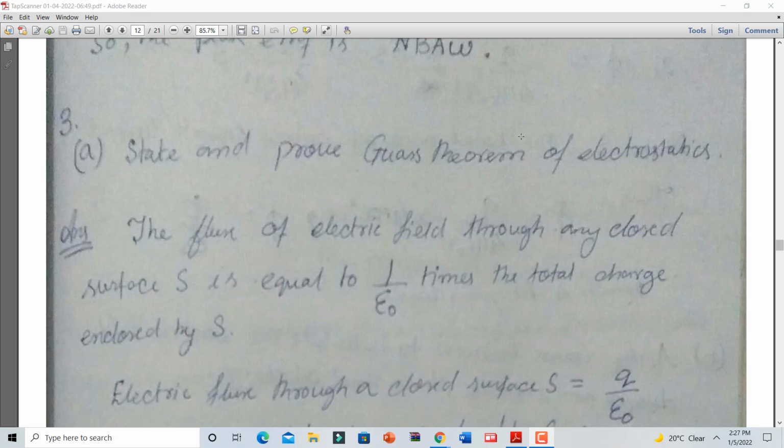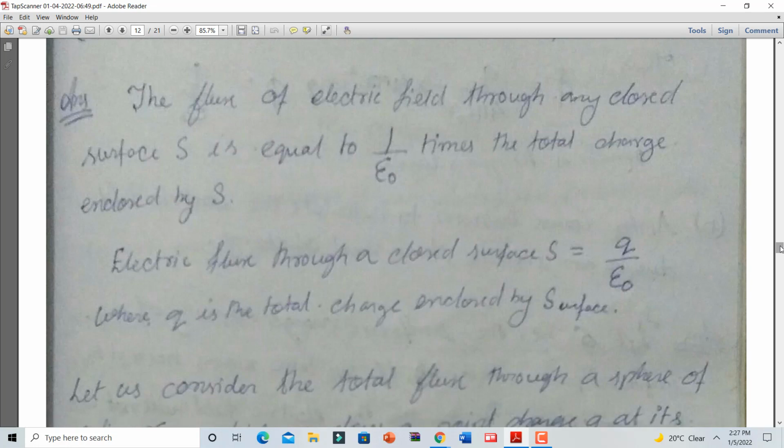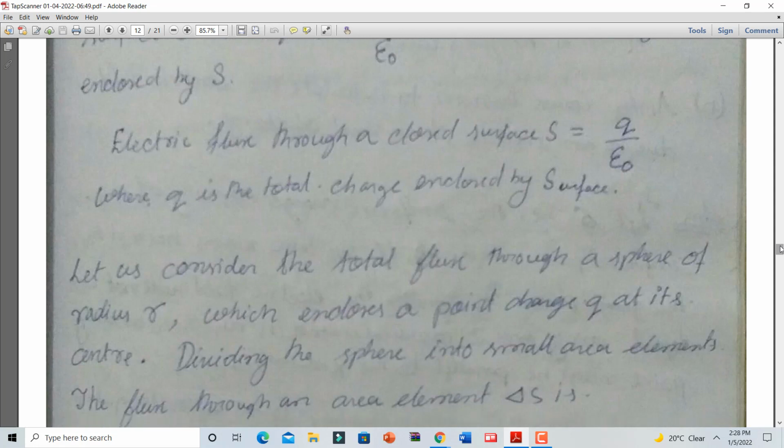The Gauss theorem states that the flux of an electric field through any closed surface S is equal to 1 by epsilon naught times the total charge enclosed by the surface S. The electric flux through the closed surface S is given by Q by epsilon naught, where Q is the total charge enclosed by the surface.